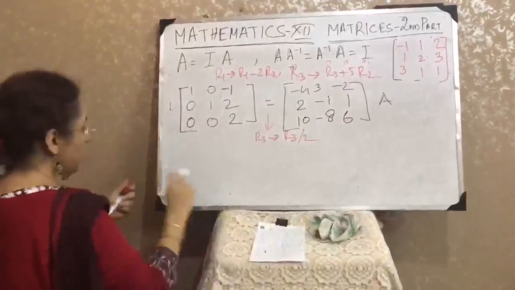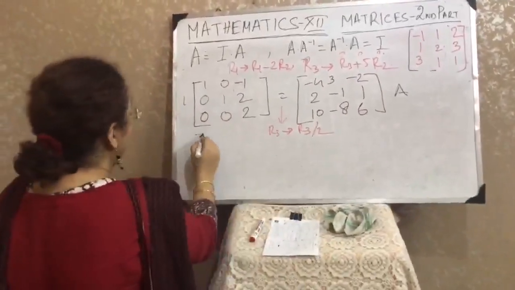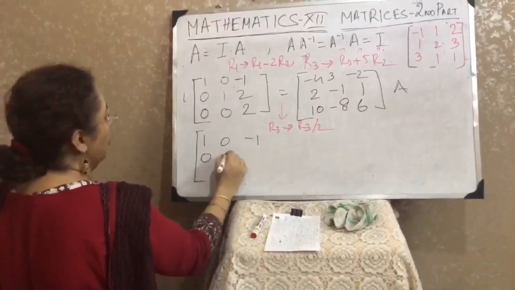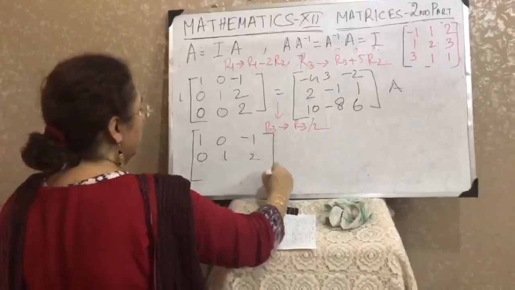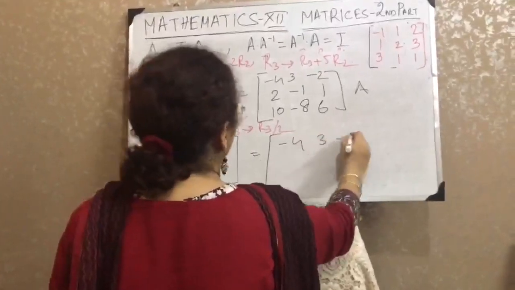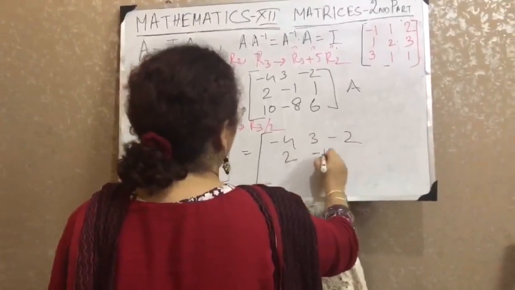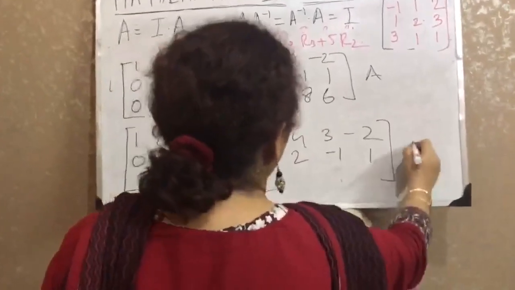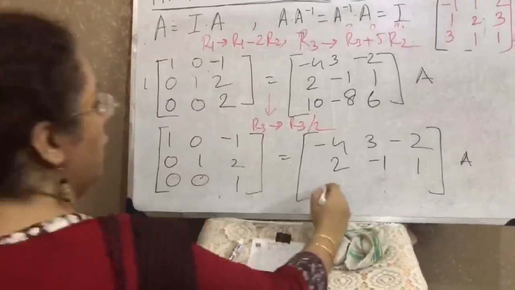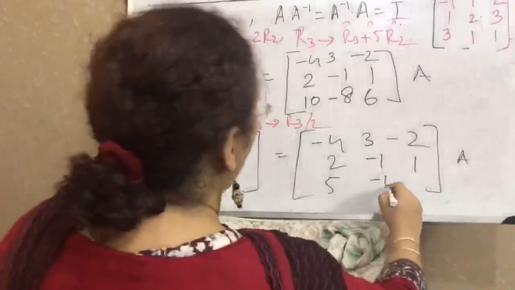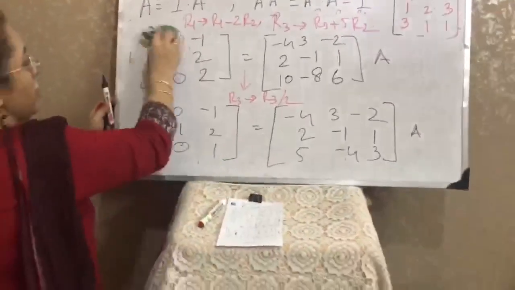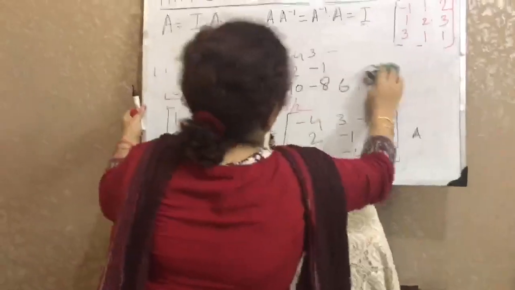There is no change in the first and second column, first and second row. 1, 0, minus 1, 0, 1, 2, minus 4, 3, minus 2, 2, minus 1, 1. Divide all through by 2. 0, 0, 1. 5, minus 4, 3. Now we have almost reached, we have almost arrived at our destination.